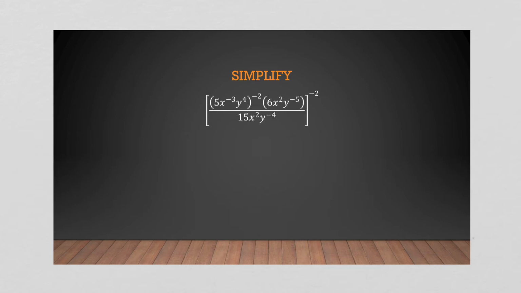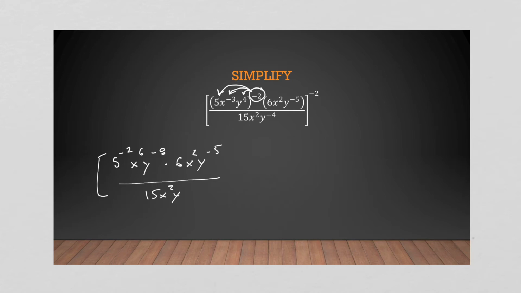This first way, I'm going to solve the inside first. So that's going to go in there, there, and there, and there's no other exponents. So in this big bracket, I now have 5 to the -2, x to the 6, y to the -8, and then times 6x squared, y to the -5, all over 15x squared, y to the -4, and then all of that's to the -2. I'm going to leave that to the -2 to the very end.